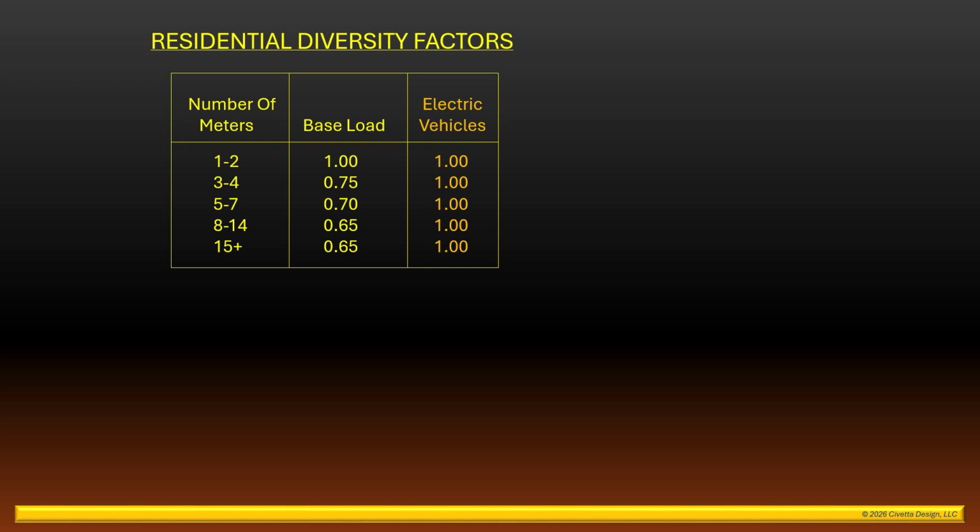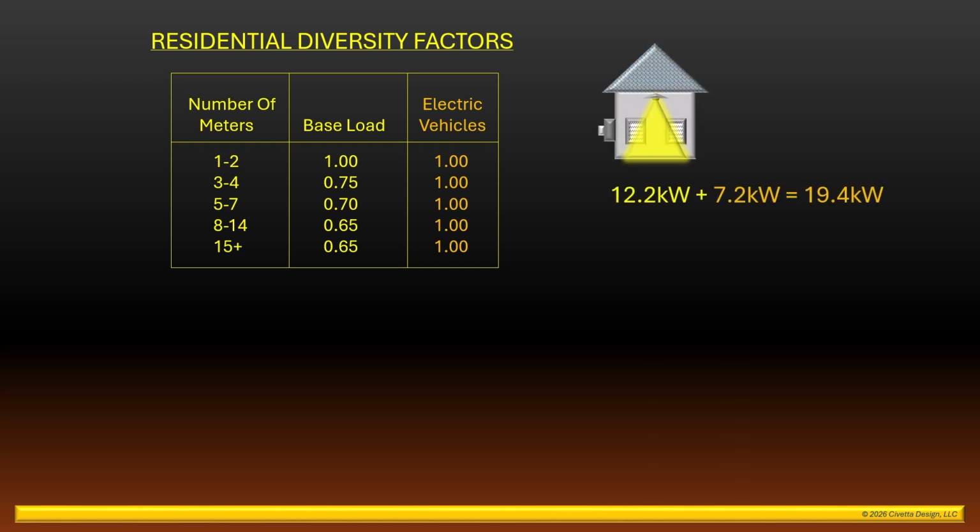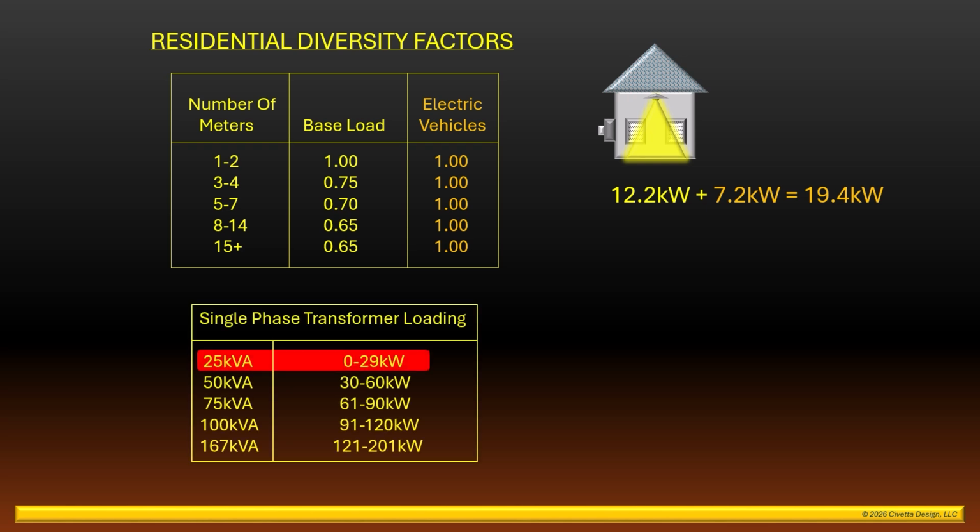Before we do another example, we need to understand something called a diversity factor and another chart. In the previous example, our homeowner was building a single home, which we estimated to have a total electric demand of 19.4 kilowatts, 12.2 kilowatts for the base load, and 7.2 kilowatts for the EV charging. Because of this, we also determined the appropriate size of transformer to be a 25 kVA transformer.